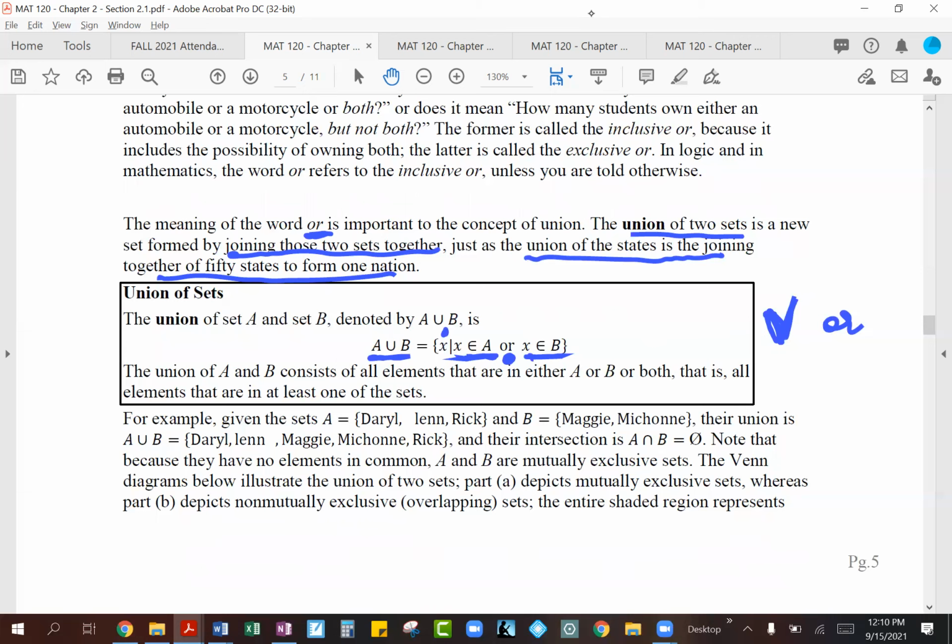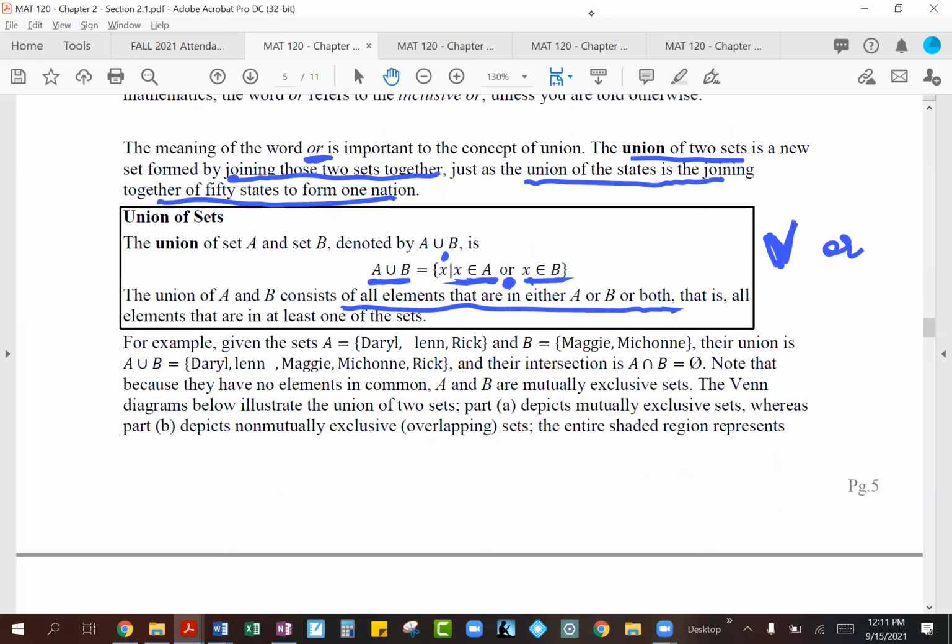So it's talking about consisting of all the elements that are either in A or B, or they can be in both, but that's really not necessary, as long as it's in one of the sets.